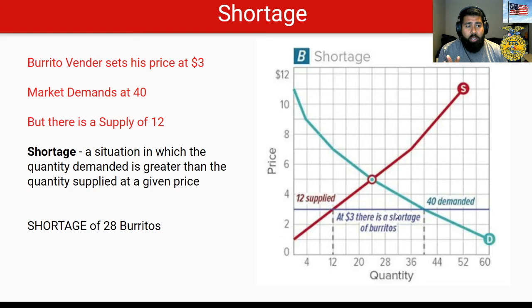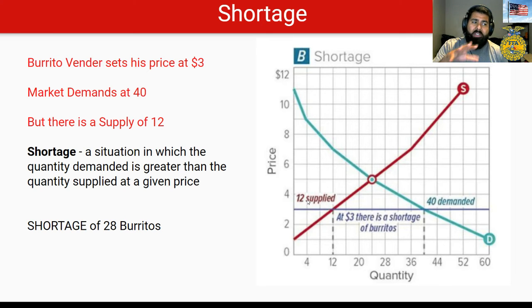But if you move along the same line right here at $3, you can see that the quantity demanded though, the people said, heck yeah, at $3, I'll buy a lot more burritos. So the quantity demanded was 40 burritos at $3. However, you can see right here that there is still a big difference, right? People are demanding 40 burritos, but the supply is only 12.